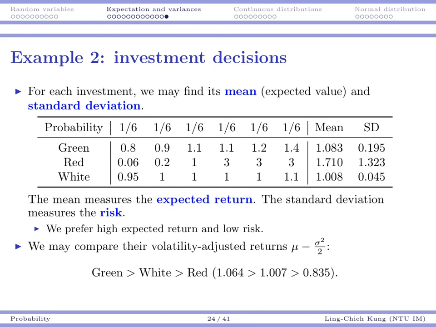And if we do so, simple calculations tell us that green has the highest volatility adjusted return, and that's greater than white, and that's greater than red. So that means if I have no other information, if I just want to follow this formula, I'm going to take the green one, because that balances the return and the risk in some way. Okay, so that's some suggestions from researchers.